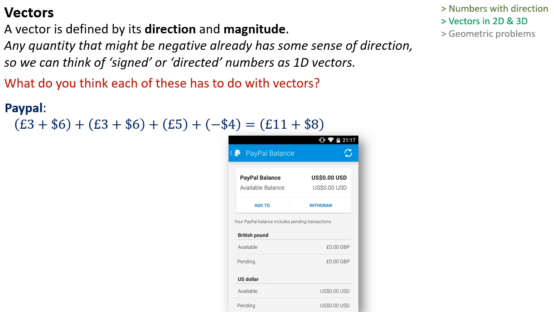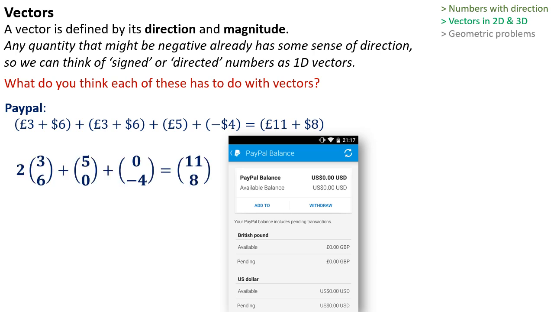So we can think of a transaction where you have £3 and $6, and then another one, £3 and $6. Then you get another £5, then you spend $4. You can put all that together, but you don't want to combine the pounds and dollars. We're not interested in the conversion rate between them. We just want to keep the pounds separate to the dollars. Well, again, using this column notation, we can treat every single transaction, whether it involves pounds or dollars or some of each, as a single object mathematically. (3, 6) represents a transaction where you're paid £3 and $6. (5, 0), you're paid £5. (0, -4), you spend $4.